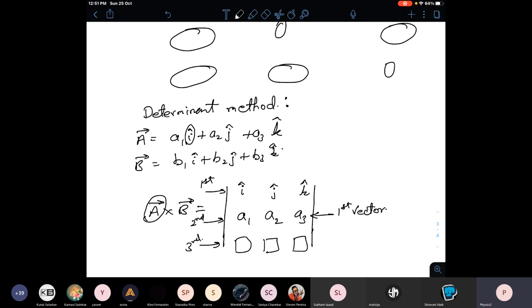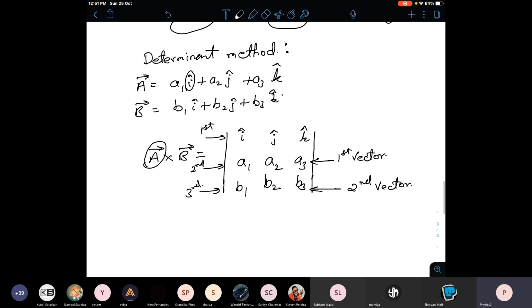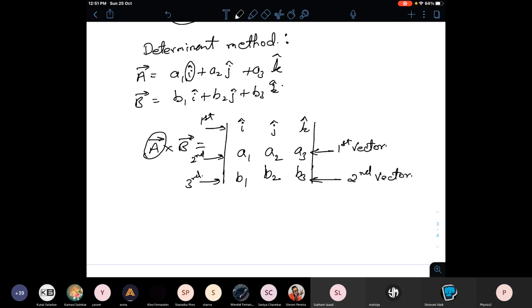In the third and the last row, what we replace is the second vector's coefficients. We replace the coefficients of the second vector in the same manner as we did for the first vector. Below i cap, I will replace b1. Below j cap, I will replace b2. Below k cap, I will replace b3. So this is the determinant of A cross B. Whatever final result we get will represent a vector which is A cross B.